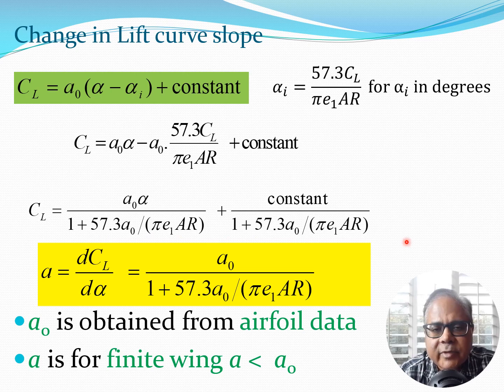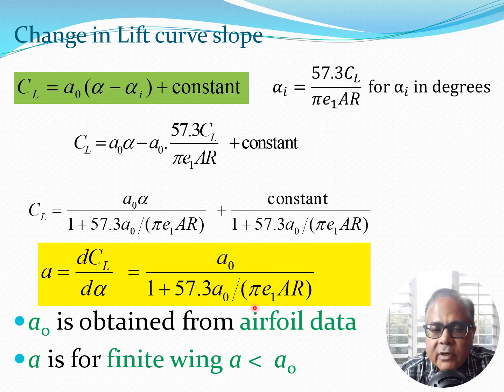Now I further expand this equation out, and then what I do is that I take the derivative A is dCl by d alpha, and I get it in this form here. So here you can see now that there are two lift curve slopes. A is the lift curve slope for the finite wing, and A0 is the lift curve slope obtained from airfoil data, which is actually the data you see in most of the books or in the appendices of many of the books. So this is the data obtained from wind tunnel test, for example. And so the relationship is given like this.